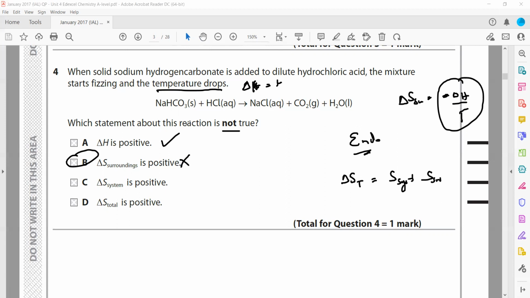Entropy of the system increases. Why? How do we identify? Because we have solid and aqueous on one side, and on the other side aqueous, gas and liquid, and more particles are there. And total entropy is positive. If the reaction occurs, it means the total entropy should be positive.